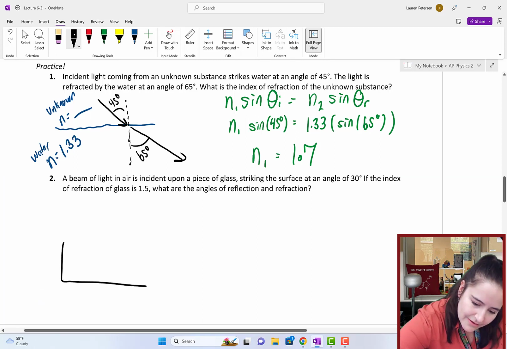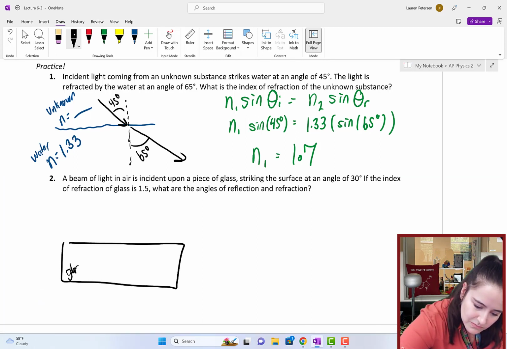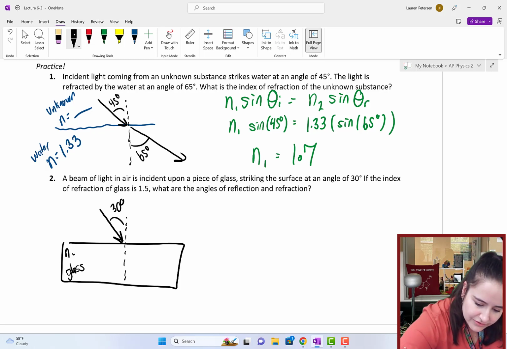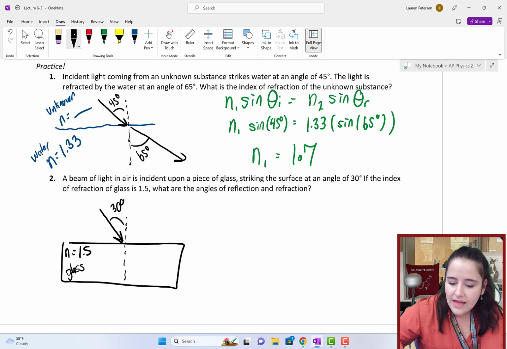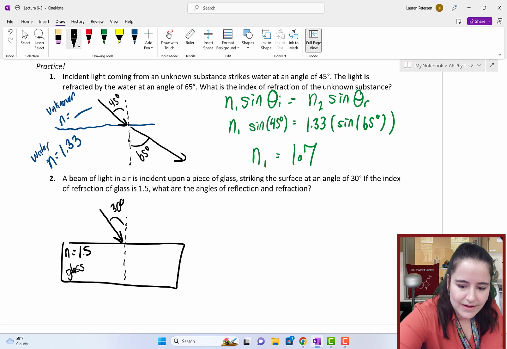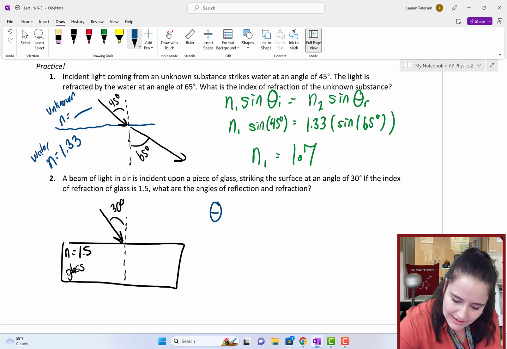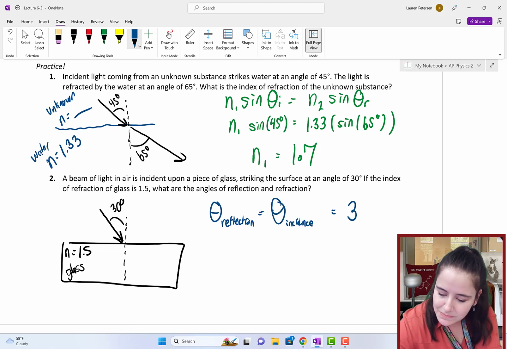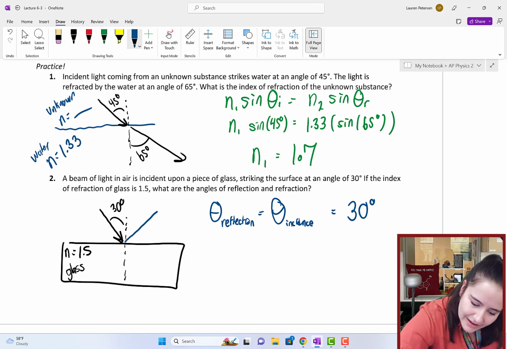We have our glass, and then it's striking it at an angle of 30 degrees. The index of refraction of glass is 1.5, and then it wants to know the angles of reflection and refraction. So let's go ahead and do reflection first, because that's the easiest one. Angle of reflection will always equal the angle of incidence. So that will just be 30 degrees, and we will have a reflected ray at 30 degrees.